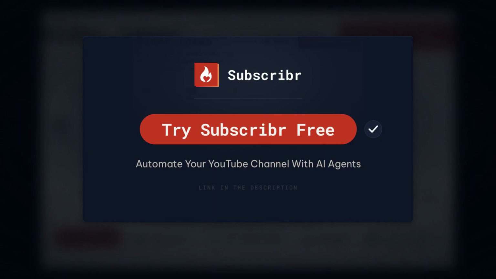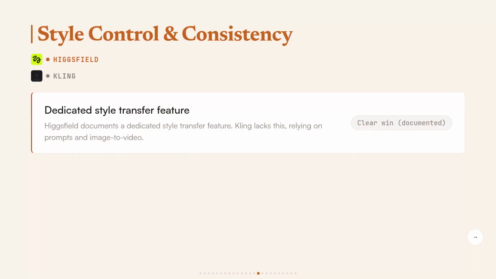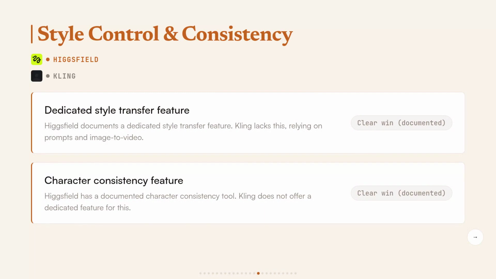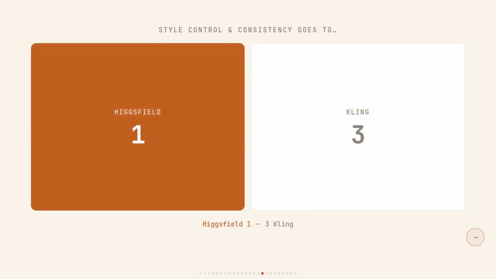Higgsfield has purpose-built style transfer and character consistency tools, both listed in their official documentation, while Kling's approach is text prompts and image to video with no dedicated consistency tooling, and community reviews flag that as a genuine pain point for anyone doing multi-shot work. Higgsfield takes style control, and that's the first test it was built to win, because dedicated cinematic tooling is the whole reason you'd pay the premium. Which puts us at 3-1. Kling still leads.